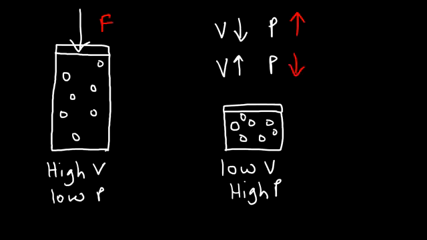So the pressure of a gas inside a container, given that the temperature is held constant, is dependent on the volume. If you decrease the volume at constant temperature, the pressure will increase. If you increase the volume at constant temperature, the pressure will decrease. And that's Boyle's law.